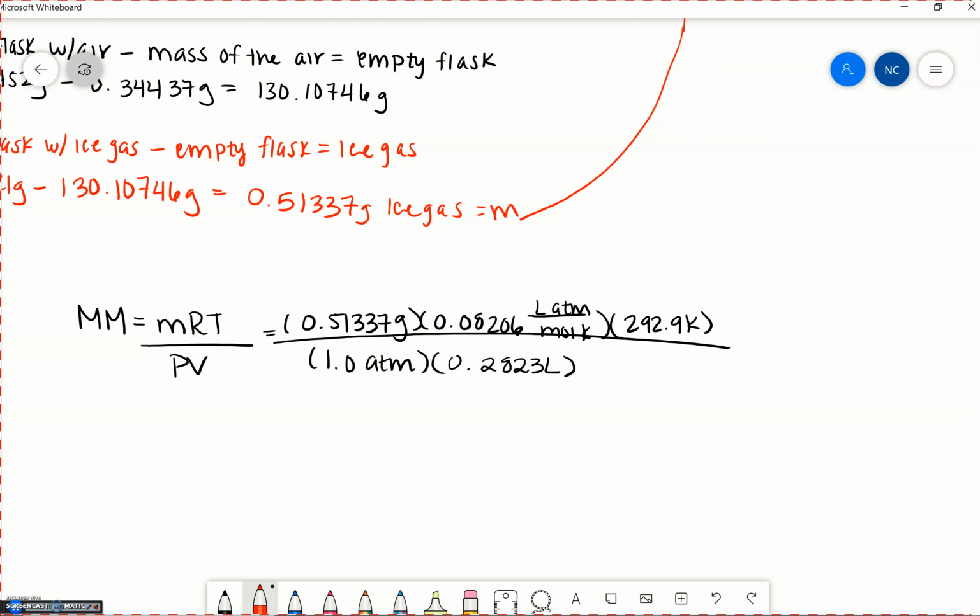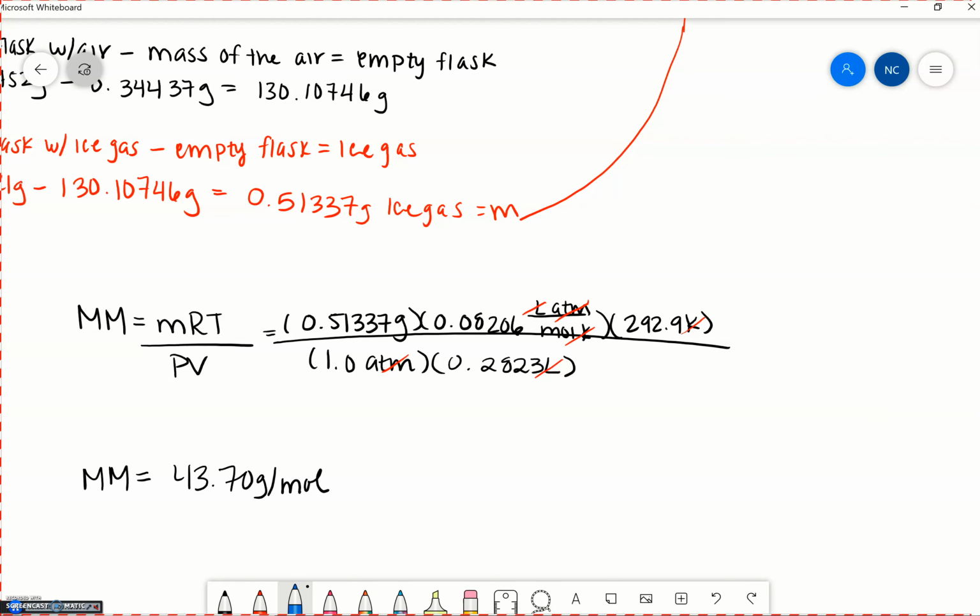So now that cancels out, liters cancels out, and Kelvin cancels out. So now the calculated molar mass of the unknown substance that we got is 43.70 grams per mole. And that is correct because grams per mole is for molar mass.